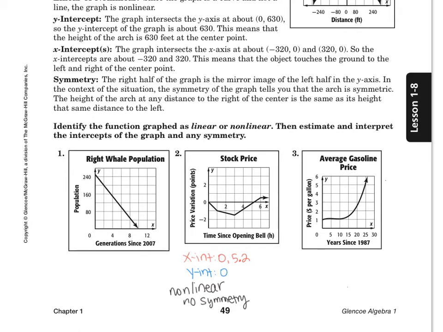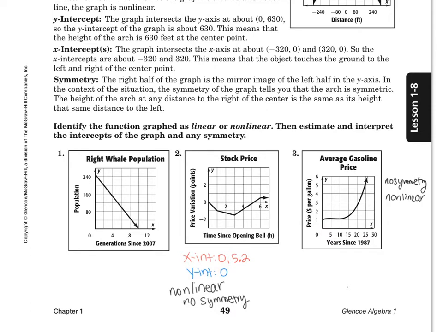Okay, for number 3, we'll start out with symmetry or not. So this has no symmetry, because again, you cannot fold on a line and have the graph lie on top of itself. And it's also nonlinear. We can see those curves in the graph, so obviously it's not going to be a line. For the intercepts, we don't see any x-intercepts here, so for our problem, it does not have any x-intercepts.